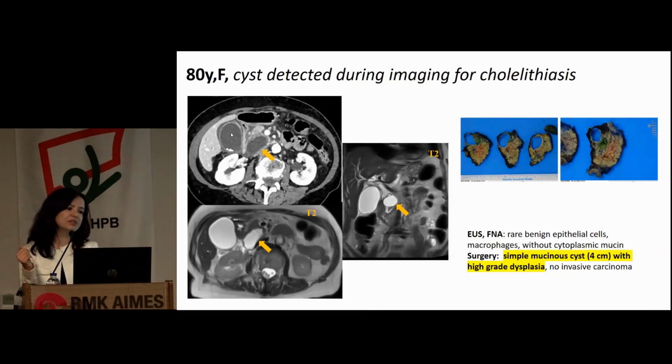Another patient, CT was performed for this old lady for acute cholecystitis with stones. An incidental cystic lesion was detected at the head of the pancreas. MRI was performed, which revealed no specific imaging finding. This was a cyst with a few septa inside with no ductal communication. So this is not an IPMN. It was removed, which came out to be SMC, again with high-grade dysplasia.